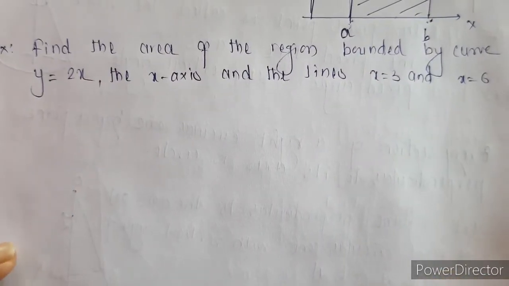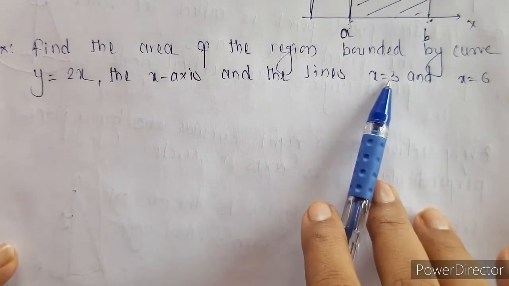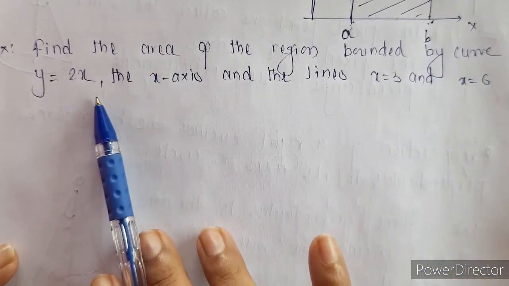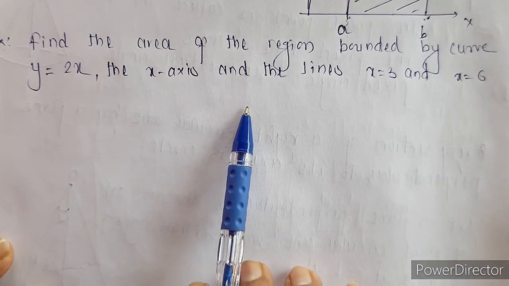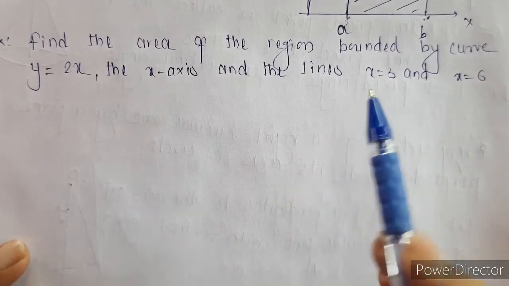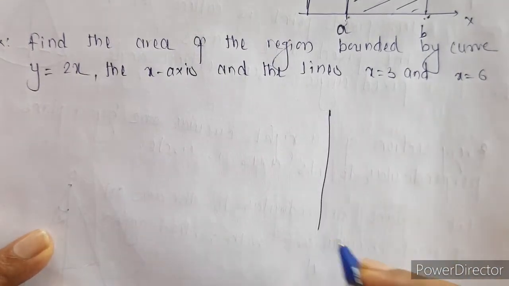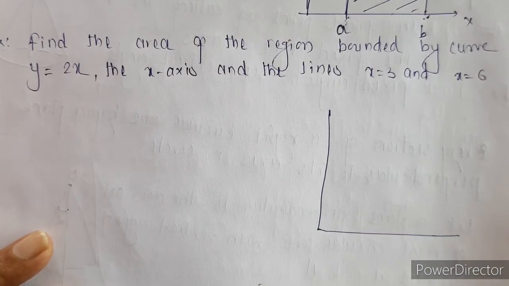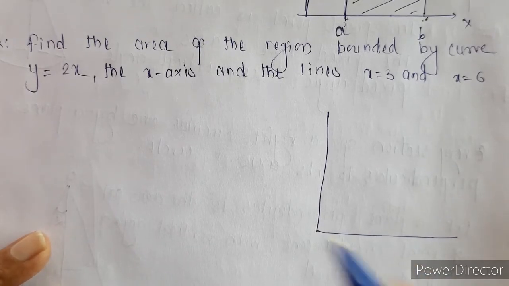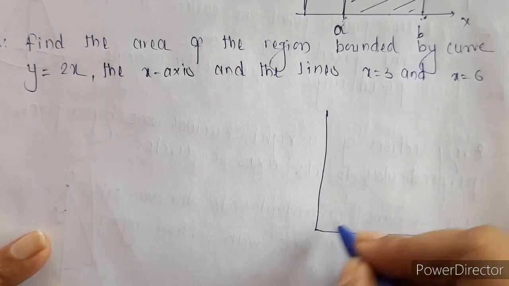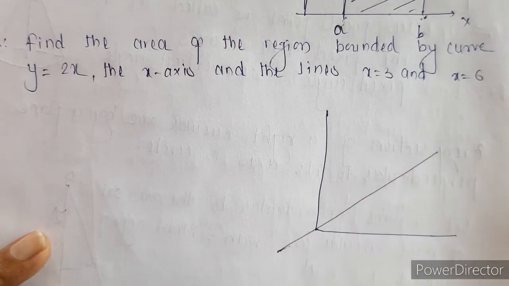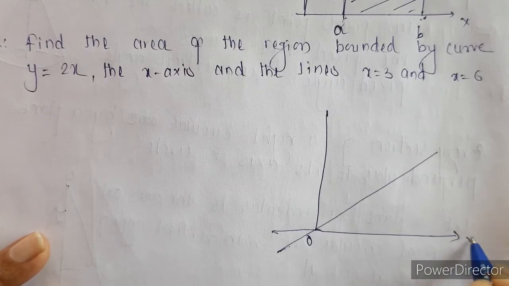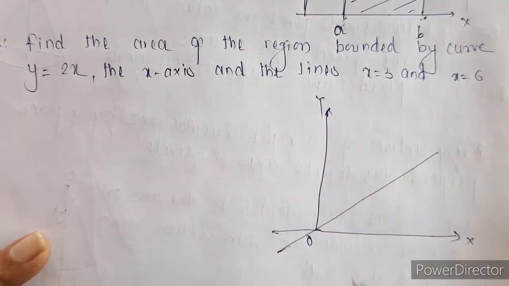Let us look at this example. We have to find the area of the region bounded by the curve y equals 2x, the x axis, and the lines x equals 3 and x equals 6. Let us draw this first. So what is the curve given? y equals 2x, right? So it will look something like this. This is the origin, x axis and y axis.